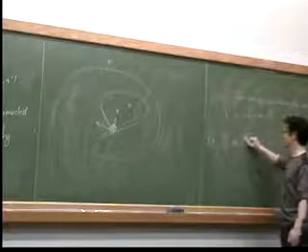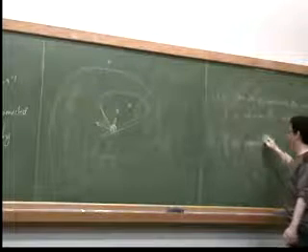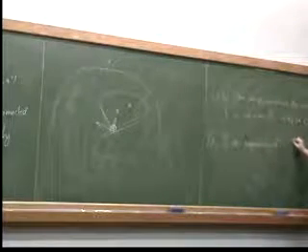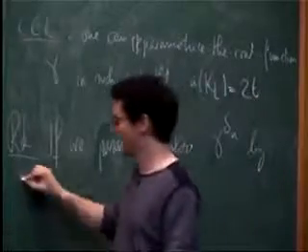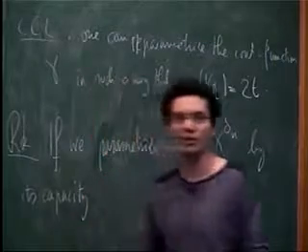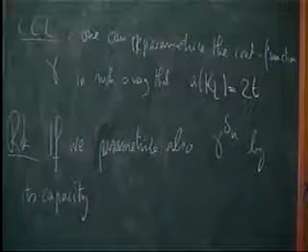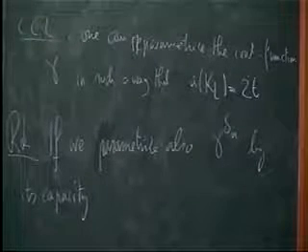If we parameterize also gamma delta n by its capacity. Remember, gamma delta is a continuous curve, you can view it as a continuous curve that you draw on this given lattice, on the hexagonal thing.